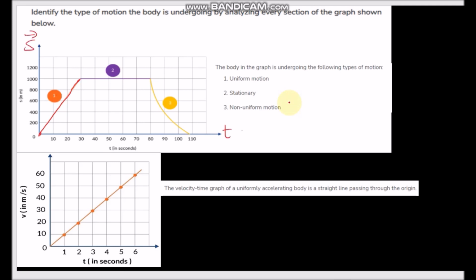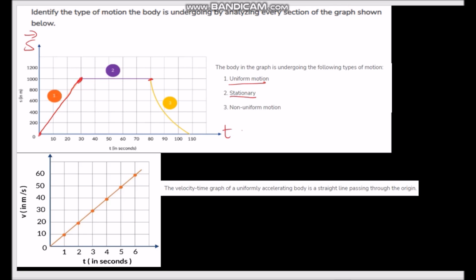At point 1 the motion is what? Uniform. It's increasing uniformly. From this point to this point, the displacement is what? Stationary, because there is no change. We have already seen that.